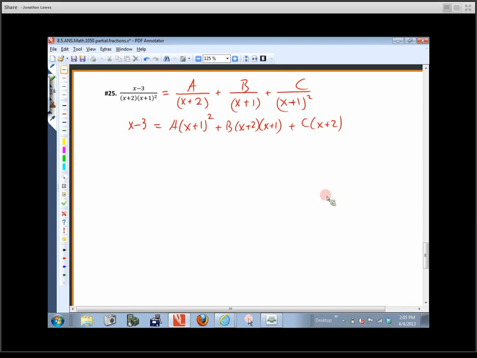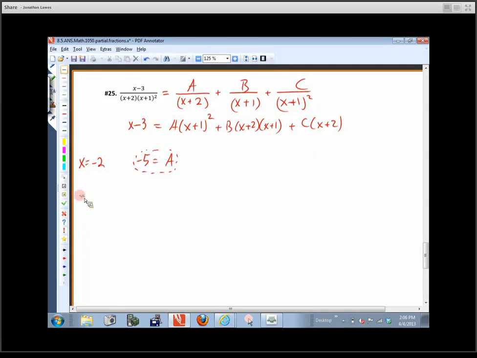Any questions? Any convenient zeros? Negative 2. Okay, so let's plug negative 2 in first. Negative 5. See, negative 2 plus 1, that's negative 1 squared. That's just going to be an A. What happens here and here? They have a factor of x plus 2. When you plug in a negative 2, both of those go away. So we have one of our answers right there.